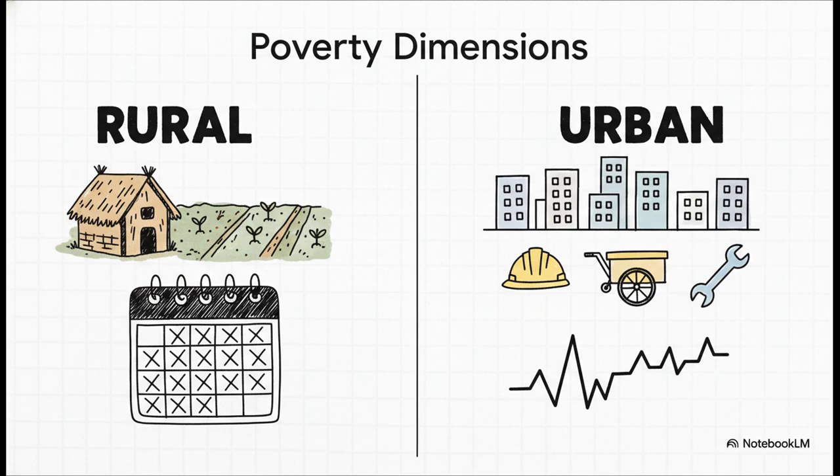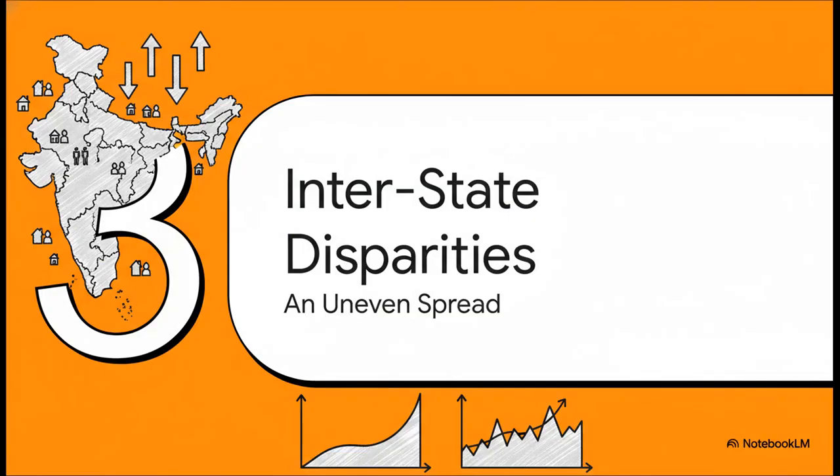Urban poverty, on the other hand, looks a bit different. It often involves people who have moved to the cities looking for work. You might see them as rickshaw pullers, street vendors, or construction workers. They work in what we call the informal sector, where jobs are not secure and their income can be very irregular. So, another crucial point to remember is that poverty isn't spread evenly across India.